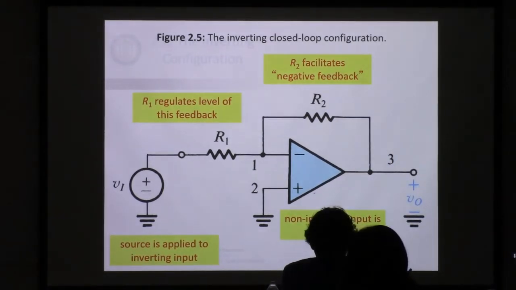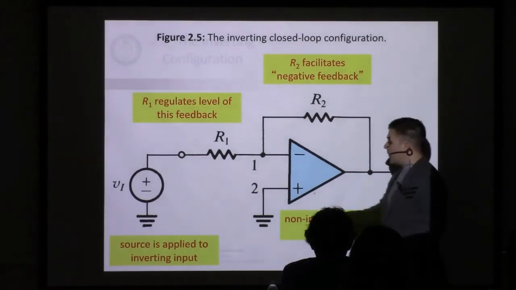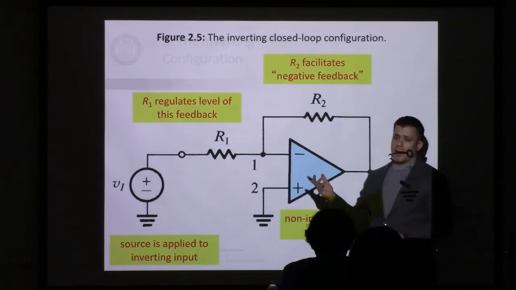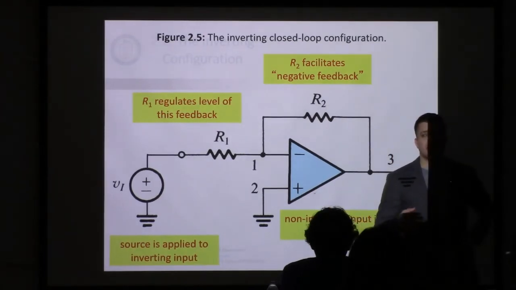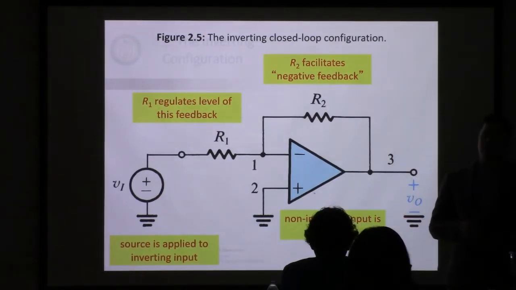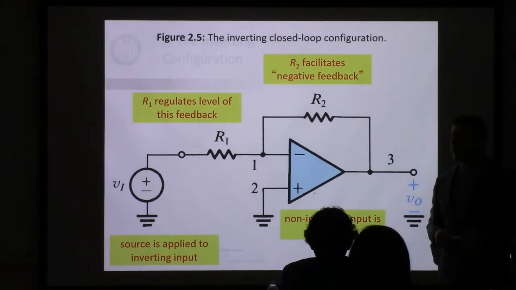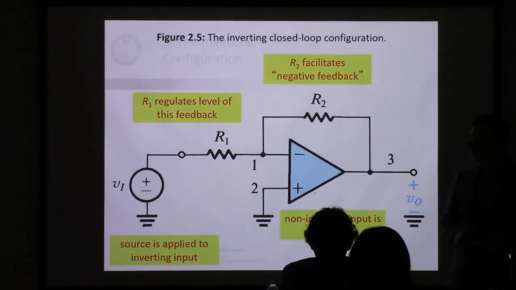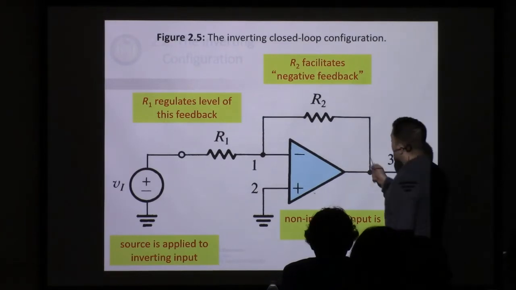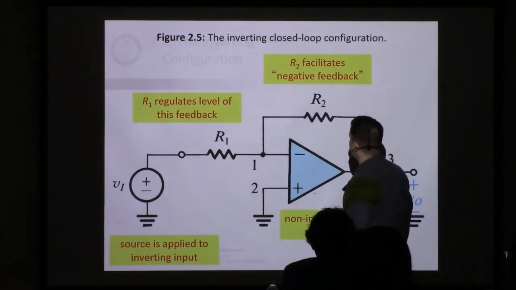Remember, we always want to use negative feedback. If we connect this feedback to the positive terminal, then we'll be providing positive feedback, which will, in effect, increase the gain from what is already ideally a very high gain. So that's not going to help us too much. So how does this work? This connection, R2, facilitates the negative feedback.